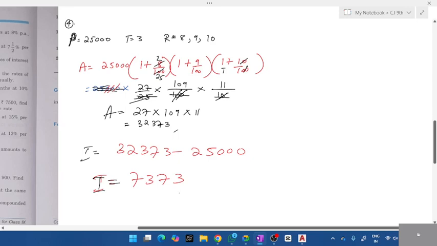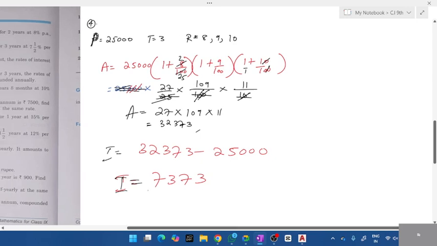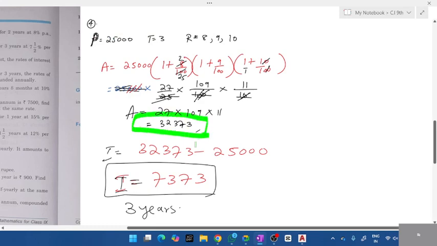7,373. Now I'll ask you a question. What is this interest, student? Is it every year interest or overall interest shown here? This is the overall interest. Overall interest for how many years? For 3 years. What about the amount? Is it for 1 year or for overall 3 years? For overall 3 years, fine.